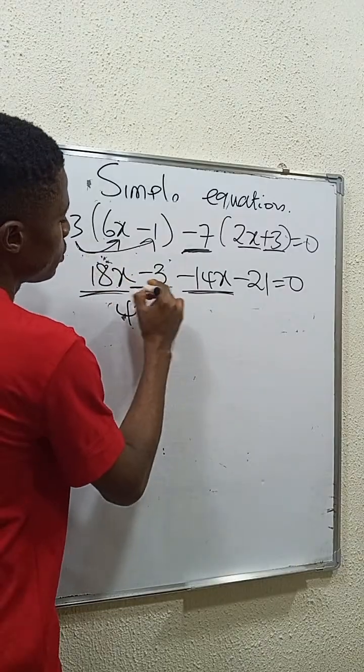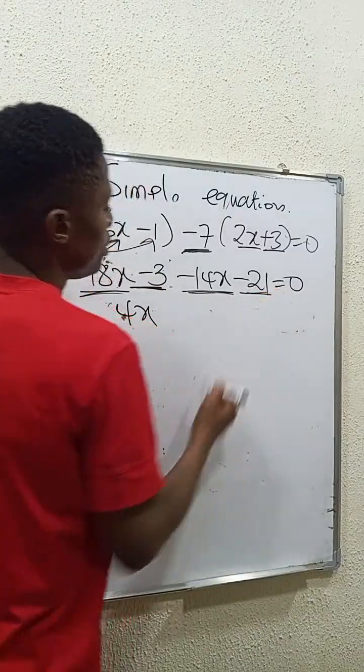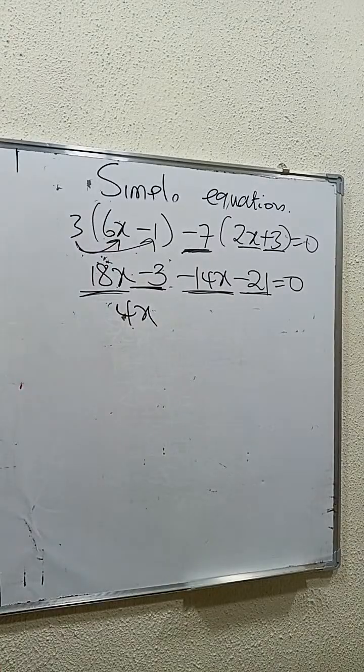What is minus 3 minus 21? Let's know. What is minus 3 minus 21?